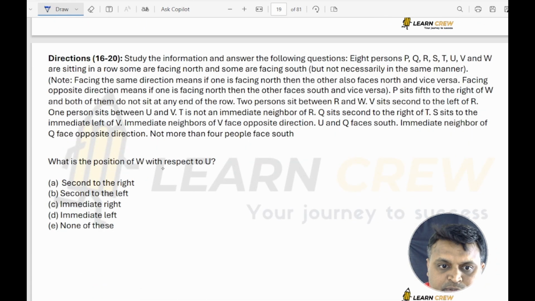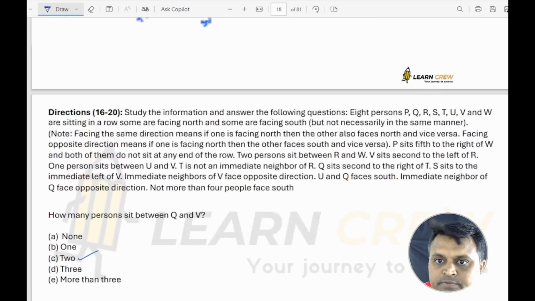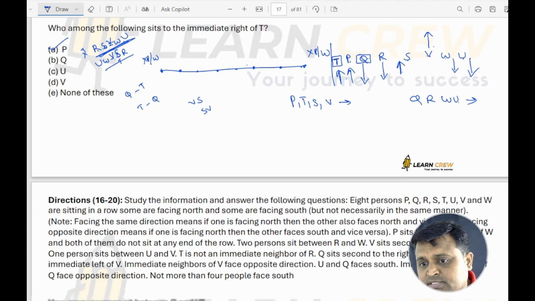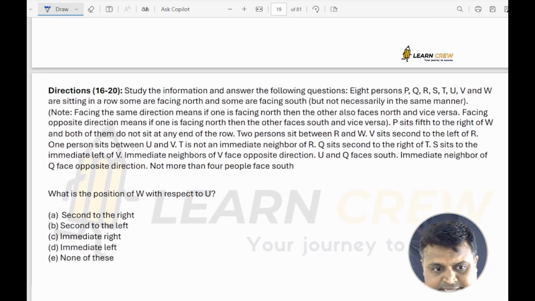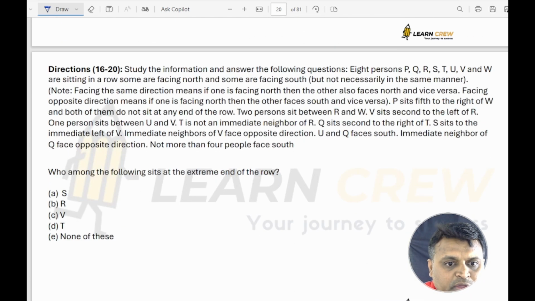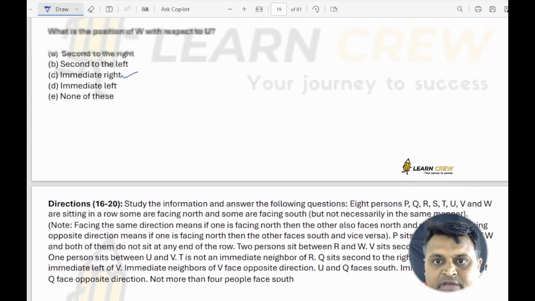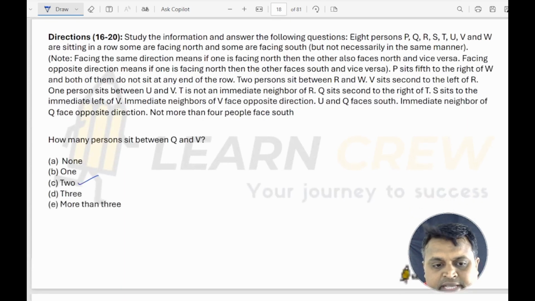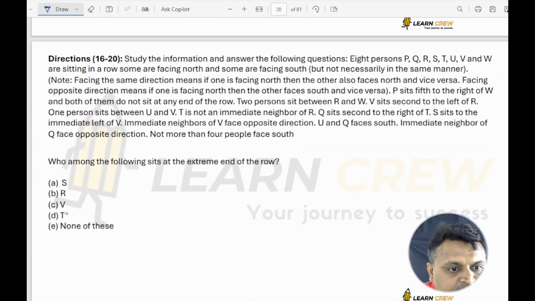Next, what is the position of W with respect to U? W is immediate right, because they are facing south. U is facing south. So immediate right. Option C. Next, who among the following sits at the extreme end of the row? You have T and one more person. T and U are the extreme ends. So what is there in the option? T.